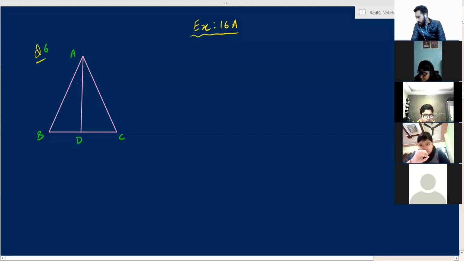In question 6, in the adjoining figure, ABC is a triangle in which AD is the bisector of angle A. What is the meaning of the word bisect? Bisect means to divide something into two equal parts. So AD is bisecting angle A, that means it is cutting angle A into two equal parts. These two parts of angle A are equal.